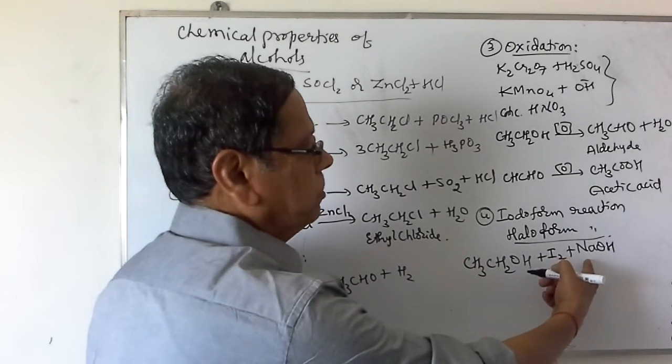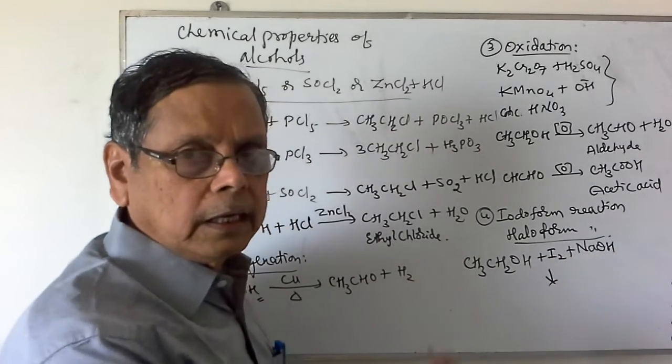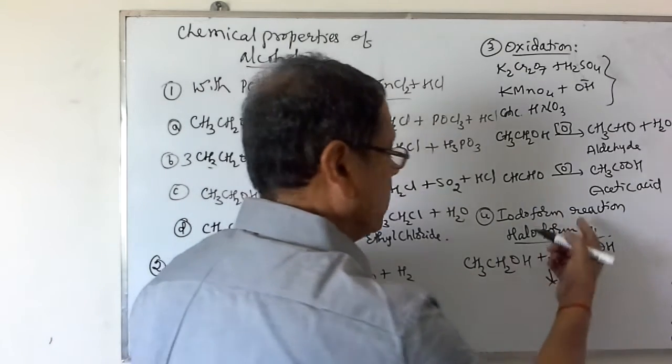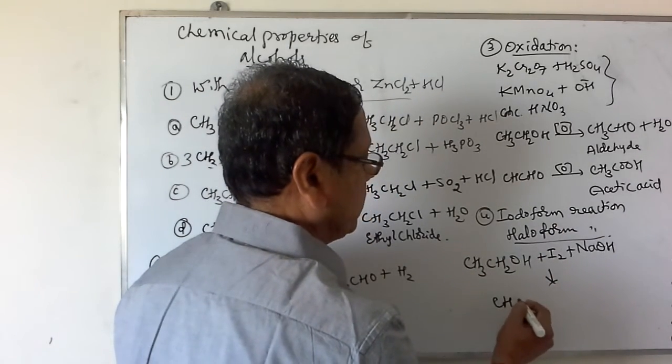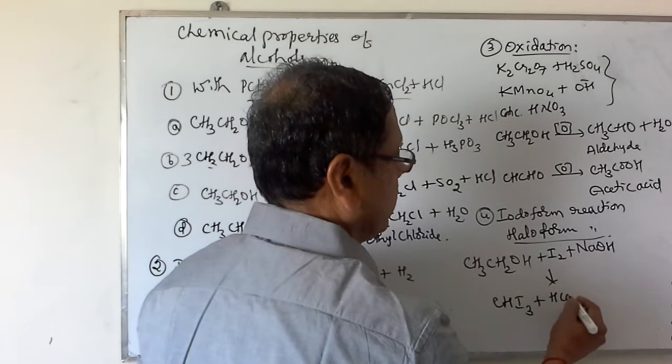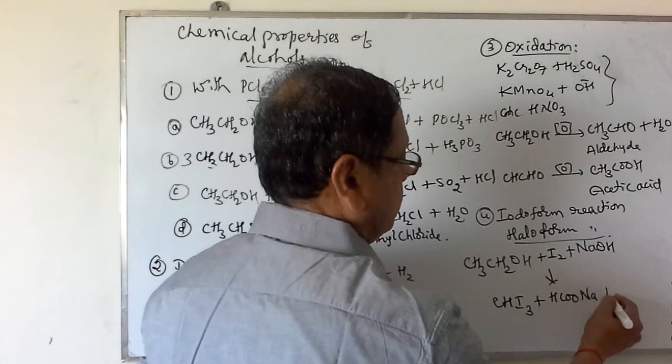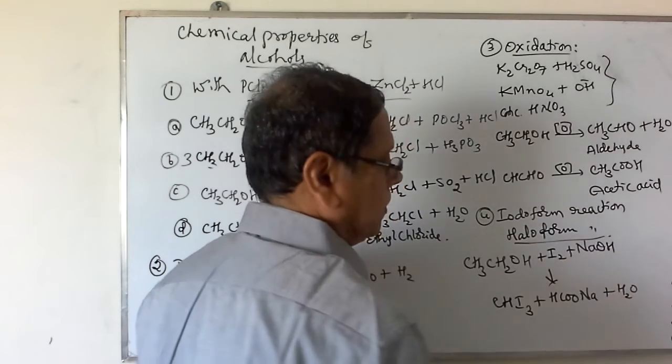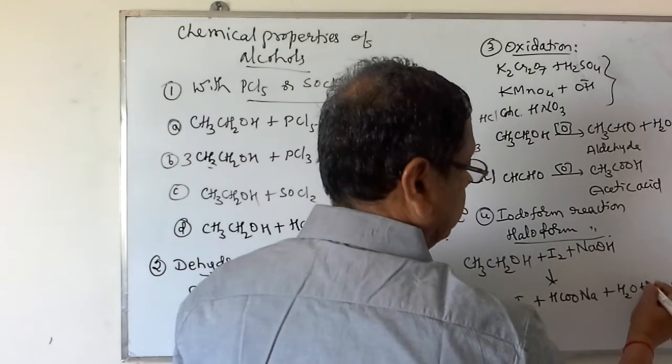Triiodoacetaldehyde will then react with sodium hydroxide to give rise to CHI3, that is iodoform. So the overall reaction we can write as CHI3 plus HCOONa plus water plus sodium iodide.